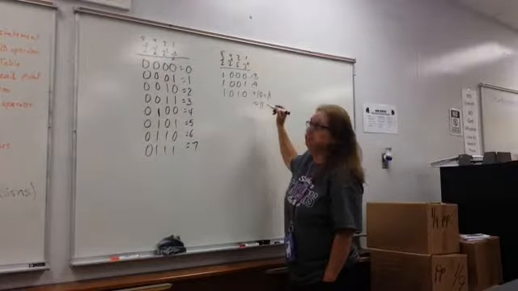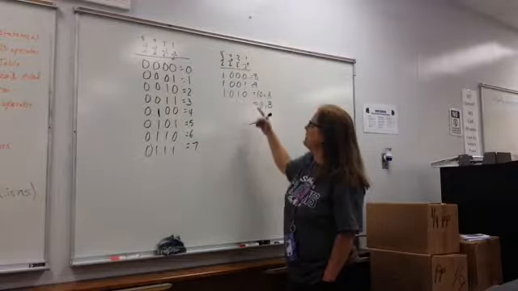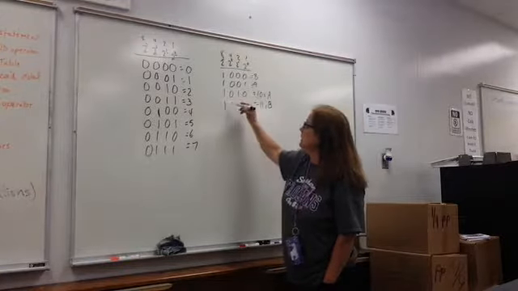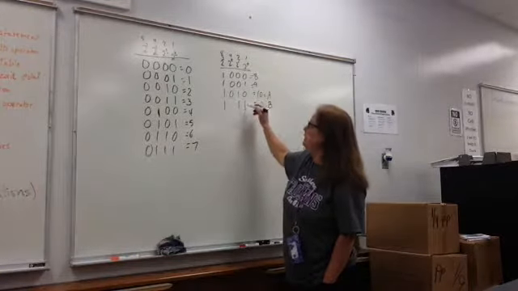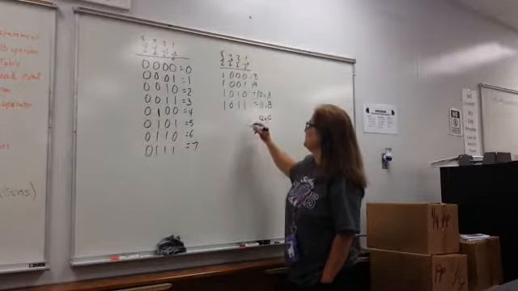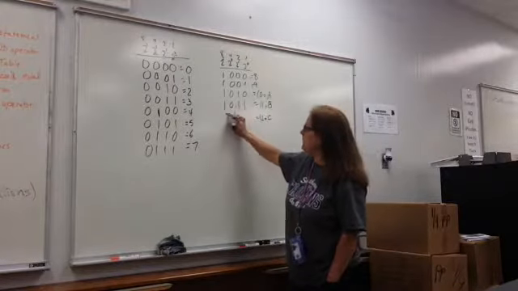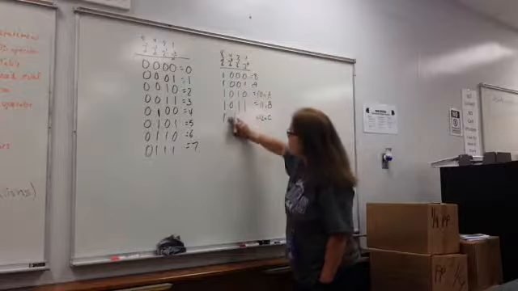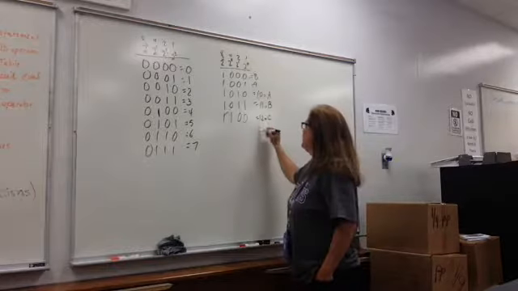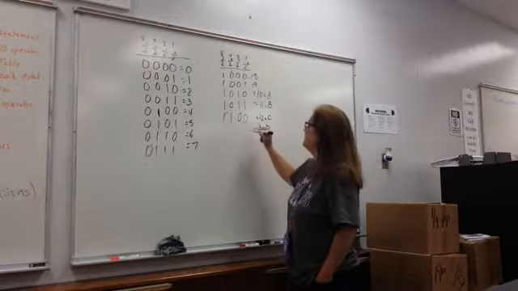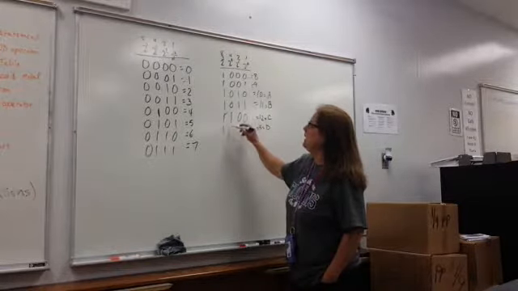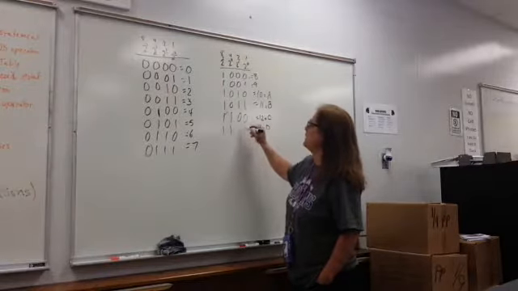And 11 would be a B, and that's the equivalent of 8 plus 2 plus 1, that gives me 11. And then I want 12, which is C, which is 8 and a 4, no 2s and no 1s, right? And then 13 is 8 and 4 and a 1, right?